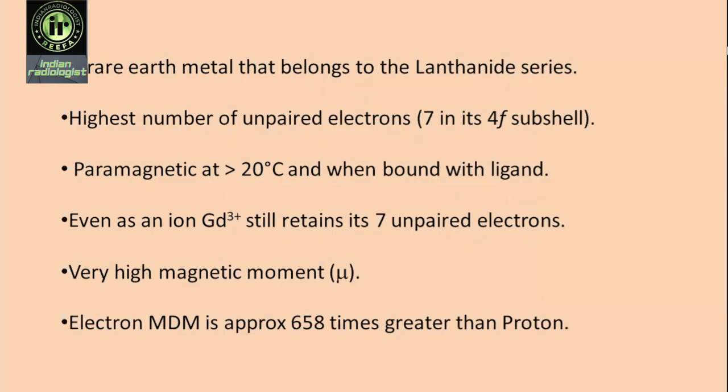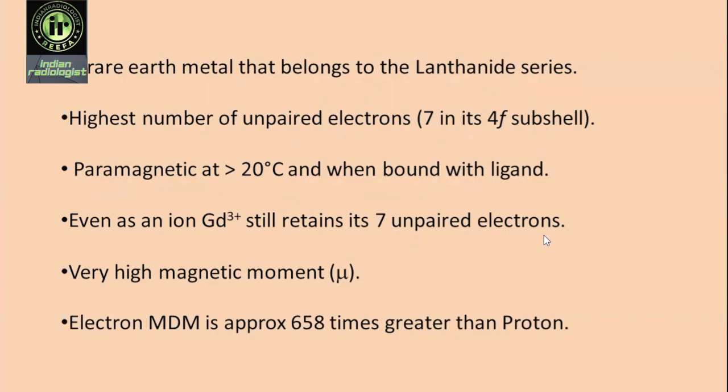Gadolinium has got the highest number of unpaired electrons, 7 unpaired electrons in its 4f subshell. The key word here is unpaired. Because of these unpaired electrons, the magnetic moment effect is very high. It exists as a paramagnetic metal at room temperature and when it is bound with the ligand, even in ionic form, it still retains its 7 unpaired electrons.